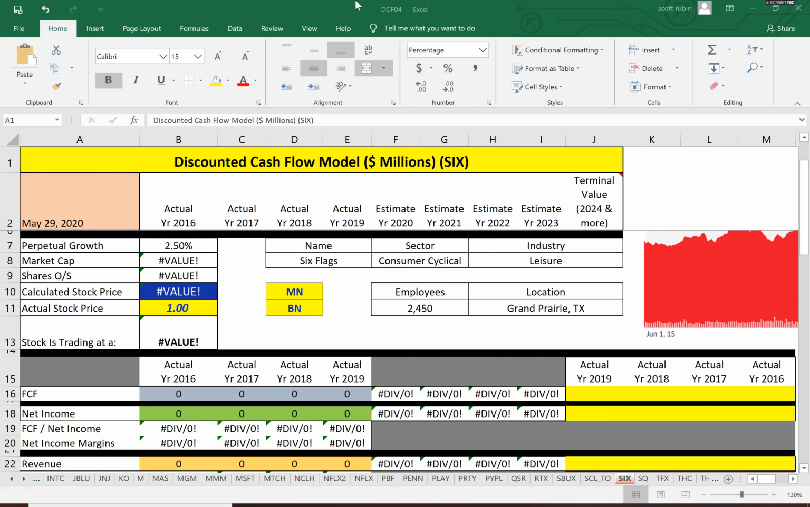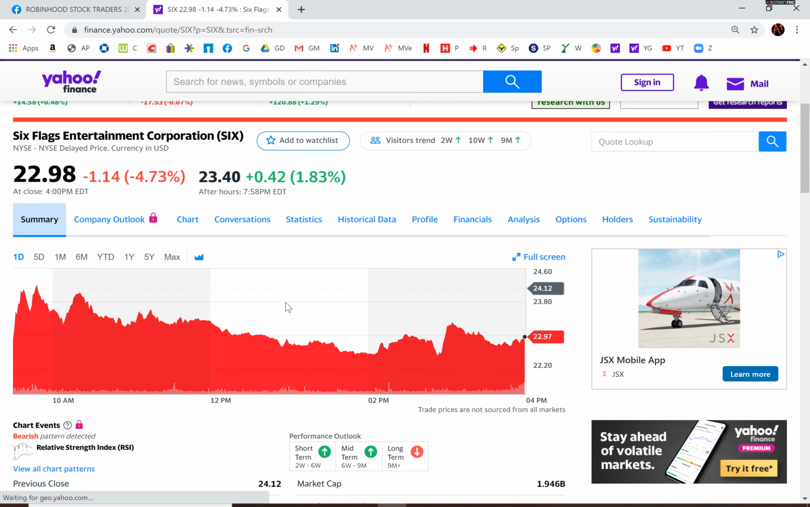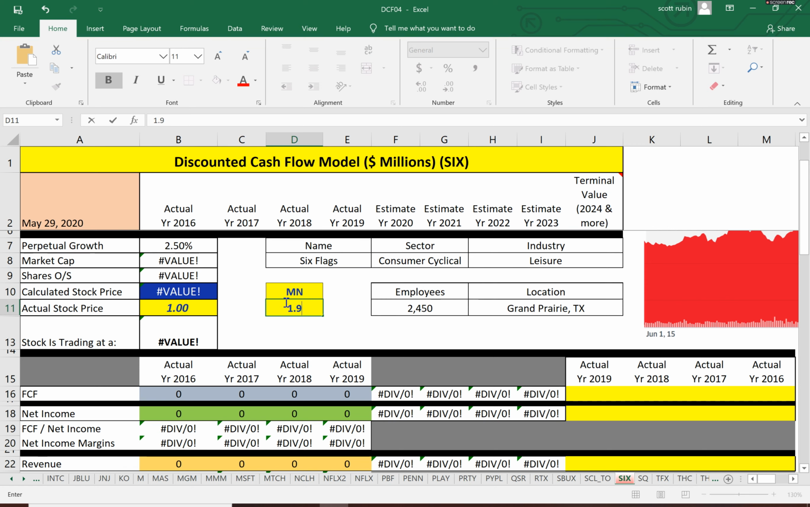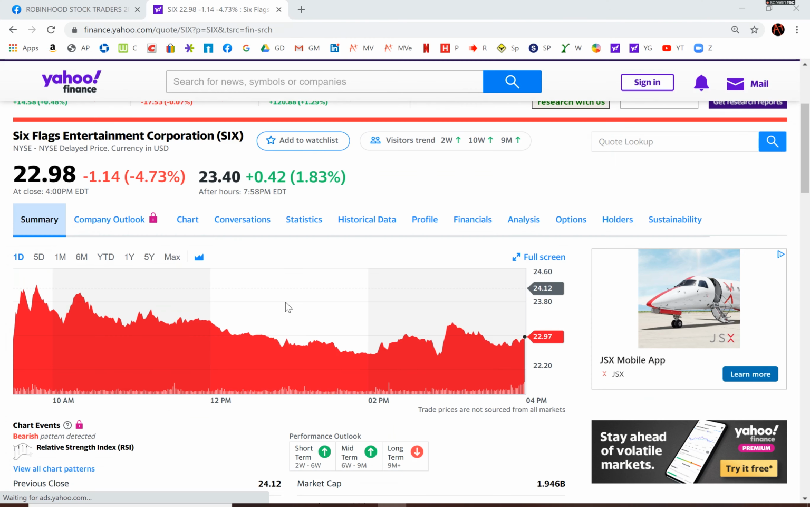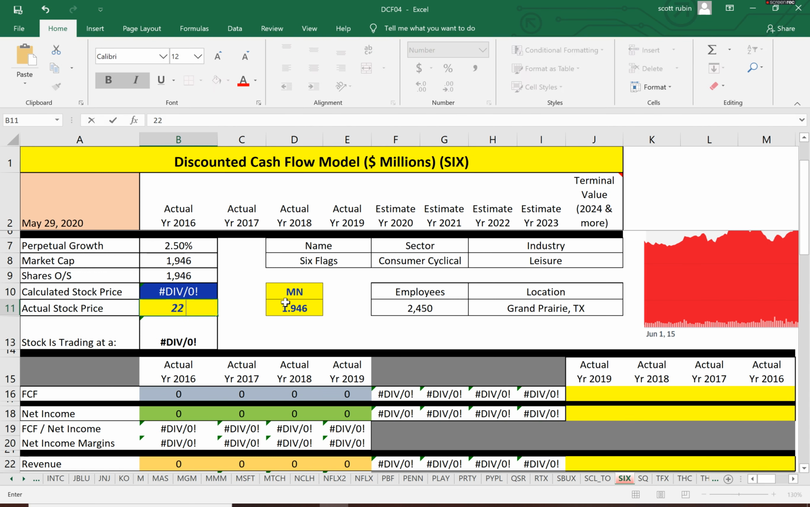We're going to calculate the stock price for Six Flags using prior financial information. And the first step is we need the market cap, which is 1.946 billion. And then the stock price, 22.98. Now we know how many shares the company has outstanding. You take the market cap divided by the stock price and it has 85 million shares outstanding.